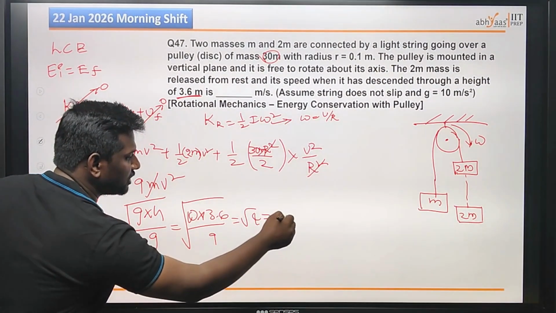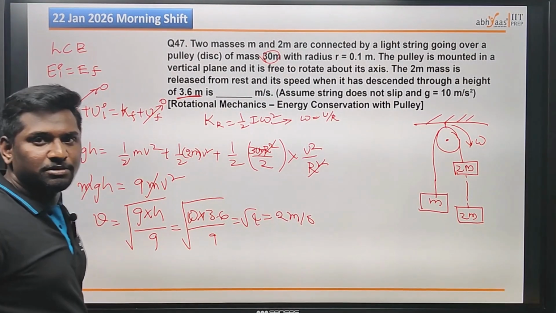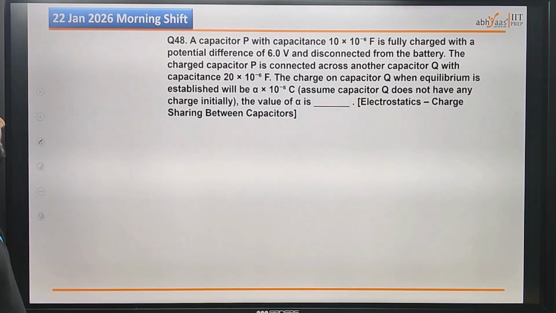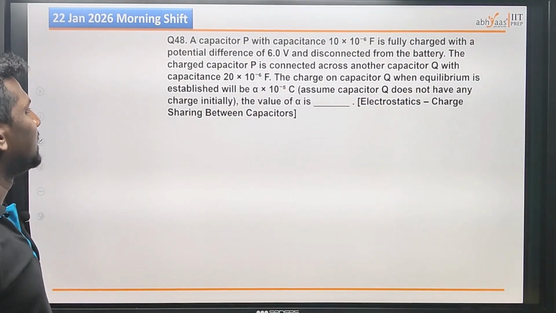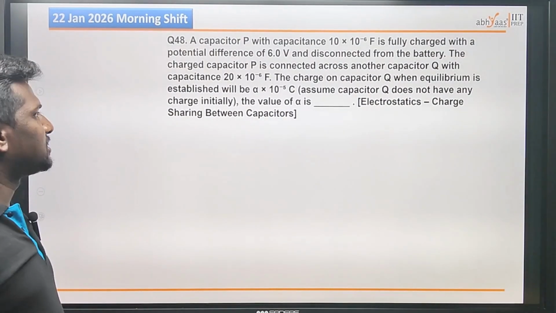Root 4, that is nothing but 2 meters per second. Velocity is nothing but 2 meters per second. So next one, see here, question number 48. Based on capacitors, electrostatics, capacitors.